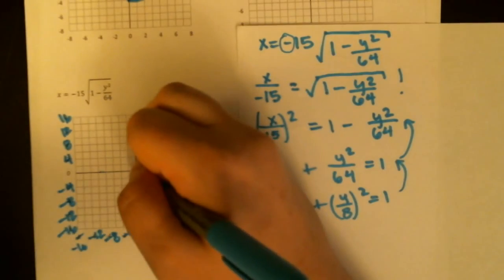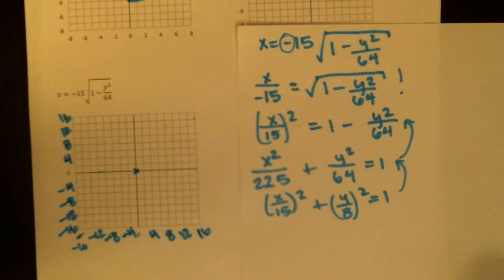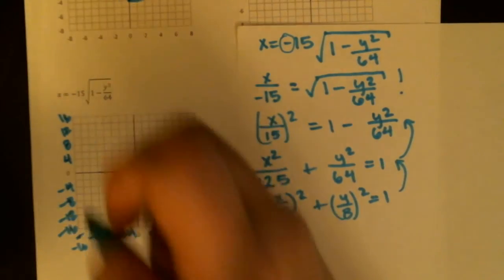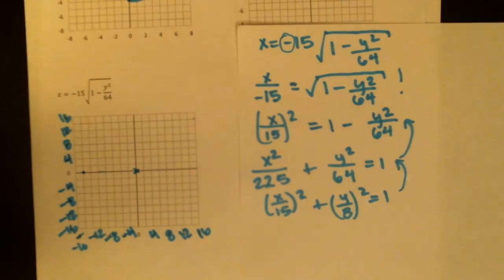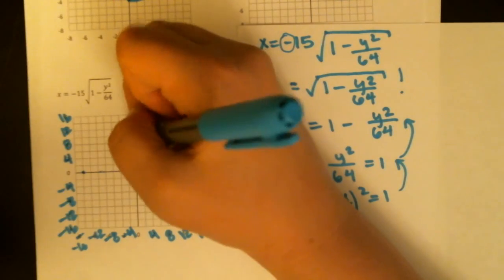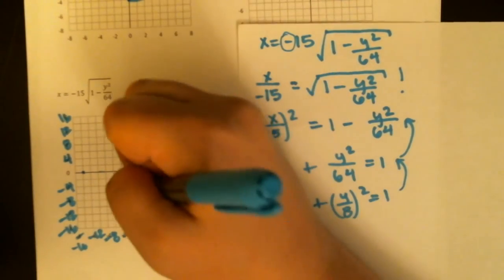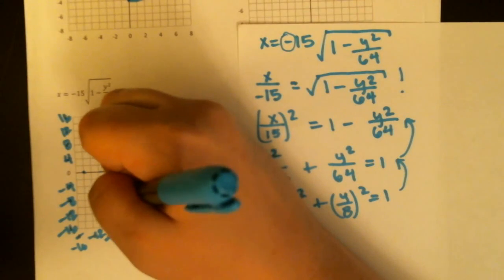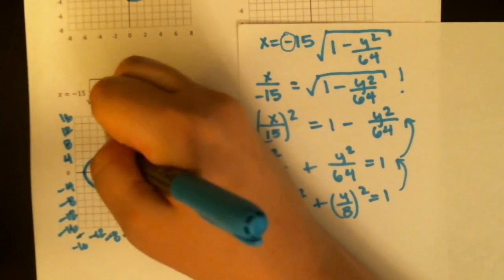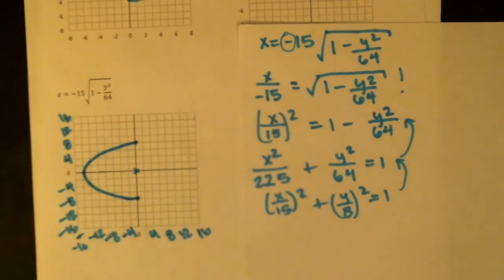Okay, so centered at the origin, we need to go left and right 15. So, oh, hold on. We decided it was only to the left. This is the left half of an ellipse, negative x's. So left 15, and then up and down 8, which is this one right here. Okay, so it looks like, let's see if I can make it pretty going this direction. Something like that. So the left half of an ellipse.